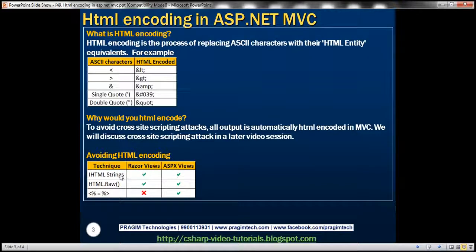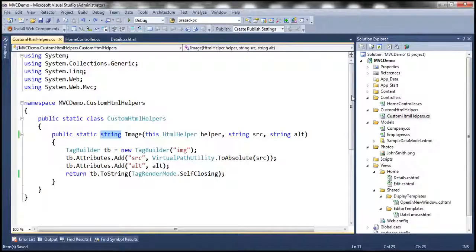The first technique is that strings of type HTML string are excluded from this automatic HTML encoding. Okay, let's actually understand that with an example. In part 48, we have implemented image custom HTML helper, and if you remember, at the moment it's returning a string, and this is of type system.string, and these strings are not excluded from HTML encoding.